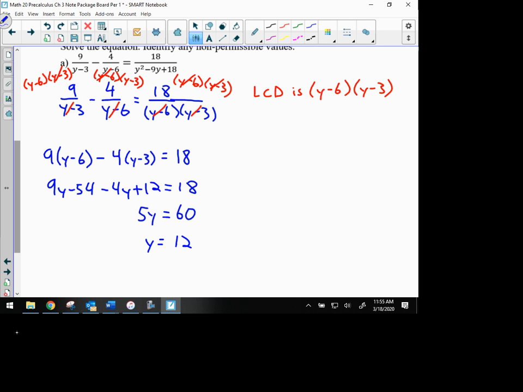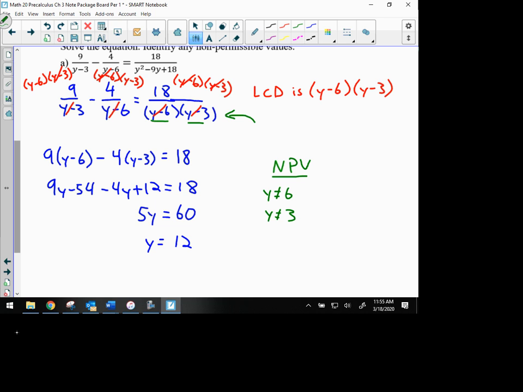What we do have to watch for is our non-permissible values. So let's list our non-permissible values. It does ask us to do that in the question itself. So the non-permissible values, same thing with the rest of the chapter. We're looking at the factors that we have, and we're noticing here, even though we canceled all of them out, we're looking at these factors here. So we have a y minus 6 and a y minus 3 as our factors. So we know that y cannot equal 6, positive 6, y cannot equal 3. Those are the two non-permissible values, based on the two different factors that we have in the question.